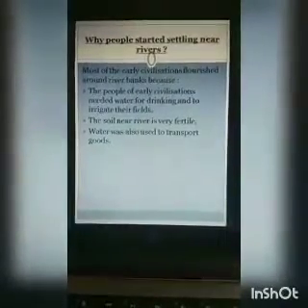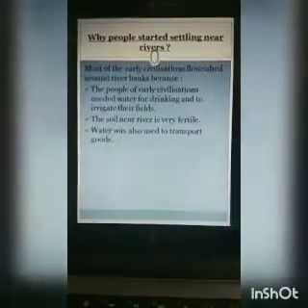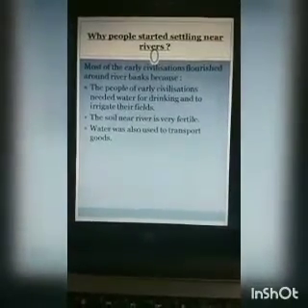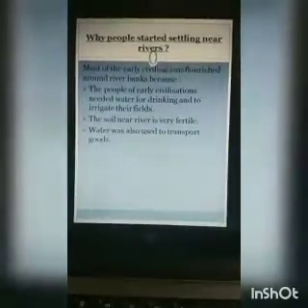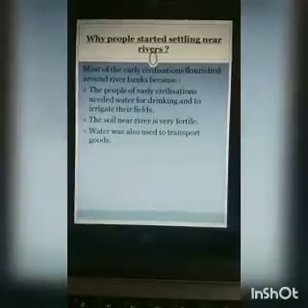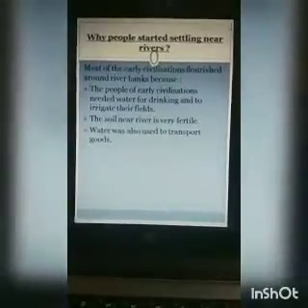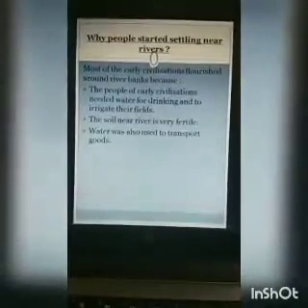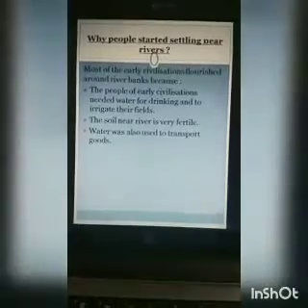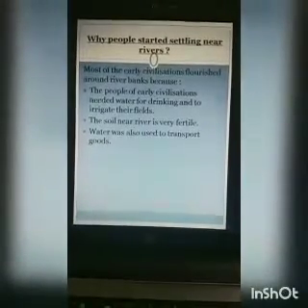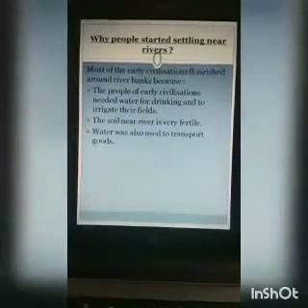The question now arises, why did people start settling near rivers? Most of the early civilizations flourished around river banks because, first, the people of early civilizations needed water for drinking and to irrigate their fields. Second, the soil near the river is very fertile, which is very useful for the cultivation process. Third, water is also available and very useful for the transport of goods.